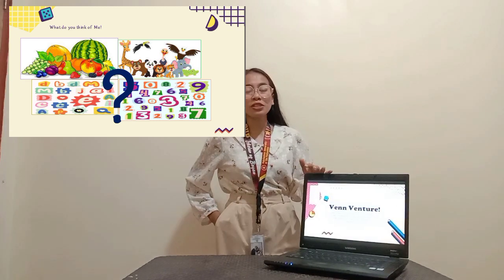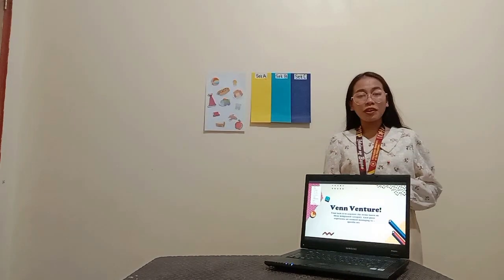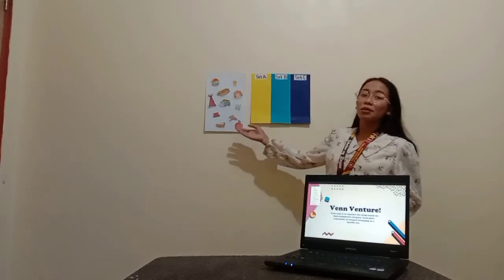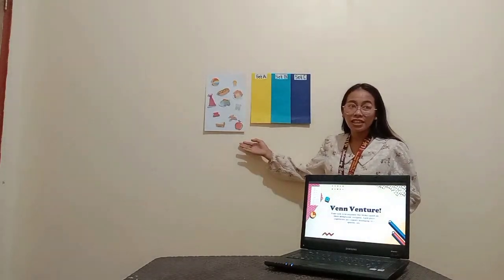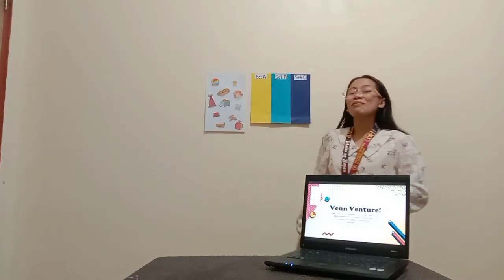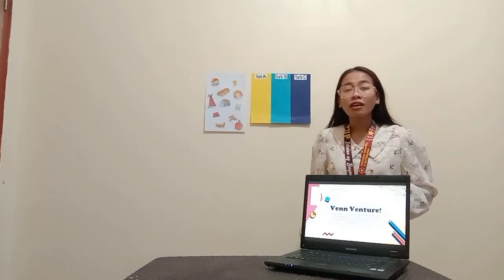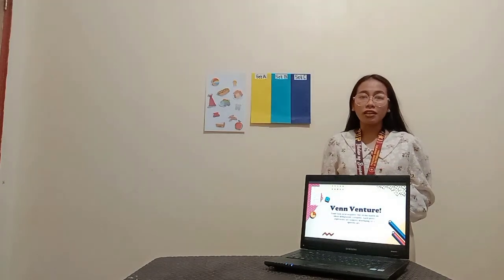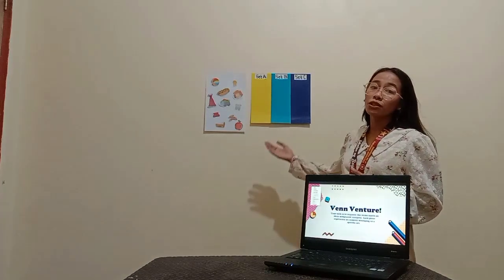So, before we proceed to our lesson, I have another activity to exercise your mind. The title of our activity is Ben Venture. What you're going to do is arrange all these items according to their set. For example, a set of things that can be worn or things that can be played. I give you 5 minutes to answer this, or you can go to the board to answer.